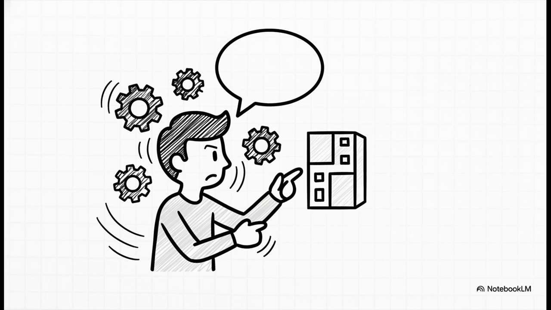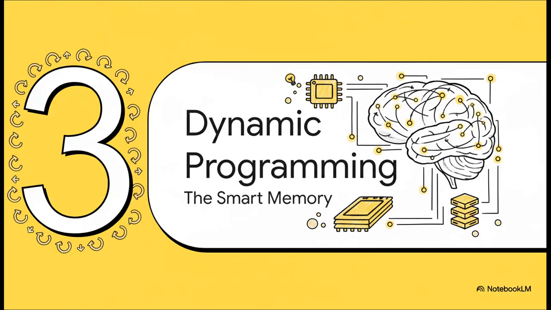A divide and conquer algorithm has like zero memory. It's a goldfish. It'll go and calculate Fibonacci of 3, and then a moment later when it needs it again, it'll just start from scratch and calculate it all over again, completely clueless that it's just repeating itself. And this is where our second strategy, dynamic programming, comes in with this profoundly elegant solution. It directly attacks this problem of repetition by introducing one simple but absolutely brilliant concept: memory.